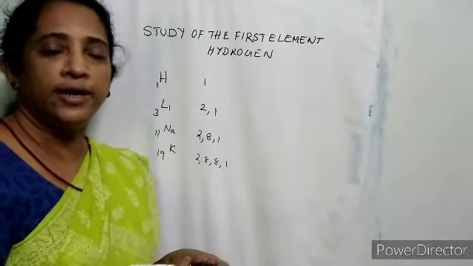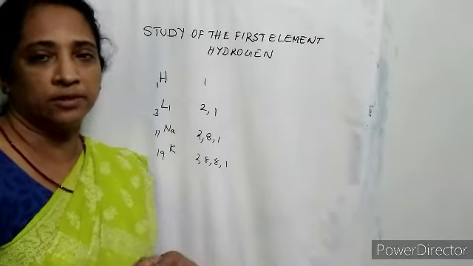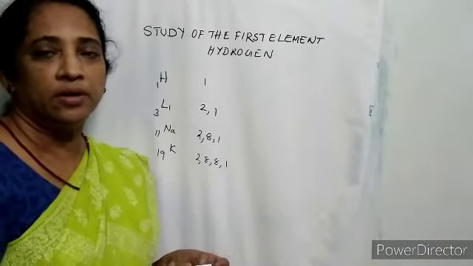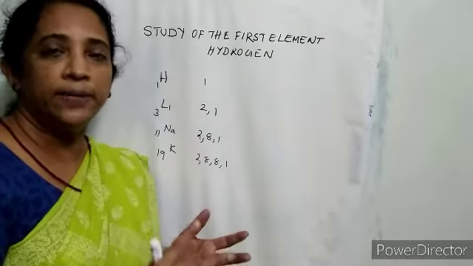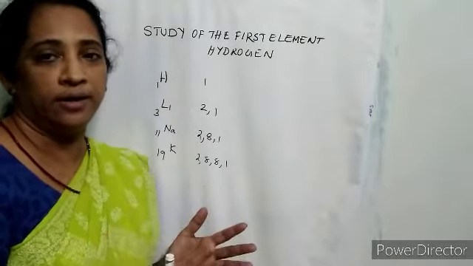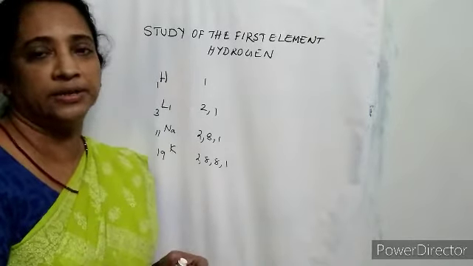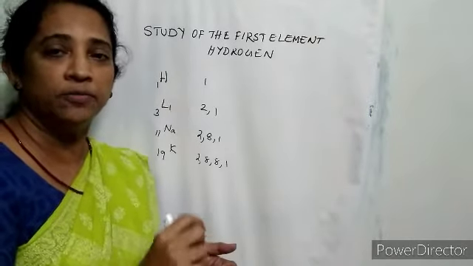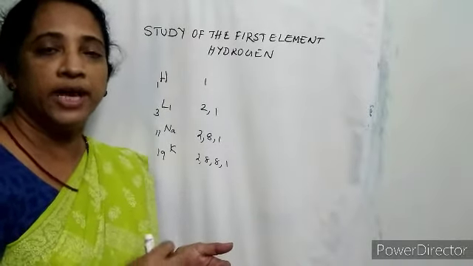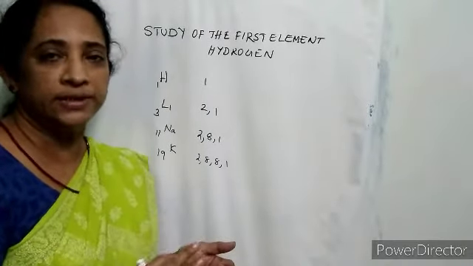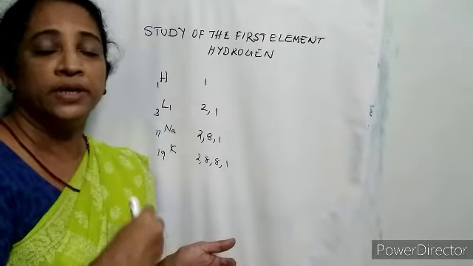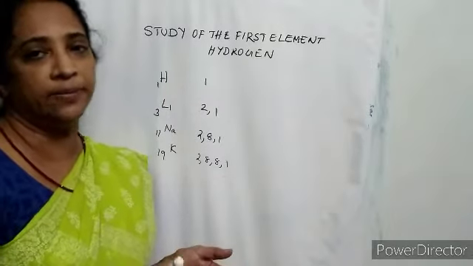The word meaning of hydrogen is water producer. In the modern periodic table, hydrogen is placed in group 1 along with the alkali metals, and also in group 17. So we can see hydrogen in two places, in group 1 along with the group 1 elements and also along with the group 17 elements.